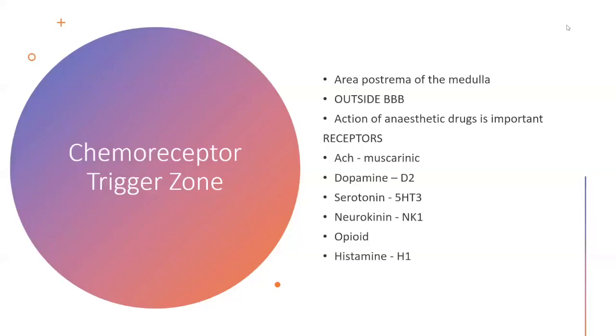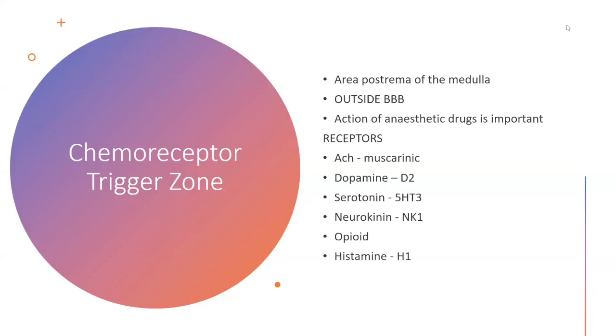The chemoreceptor trigger zone is an area located in the area postrema of the medulla. It sits outside the blood-brain barrier, which makes it accessible to drugs, because we all know that our drugs need to cross the blood-brain barrier before they exert their effects in the brain. So some of the actions of the anesthetic drugs are actually found in the chemoreceptor trigger zone.